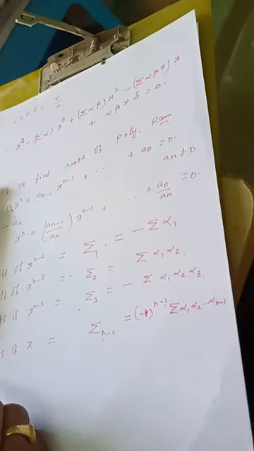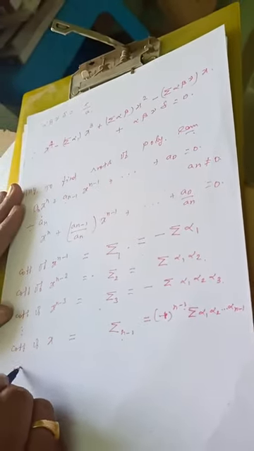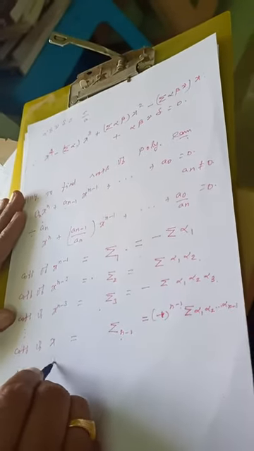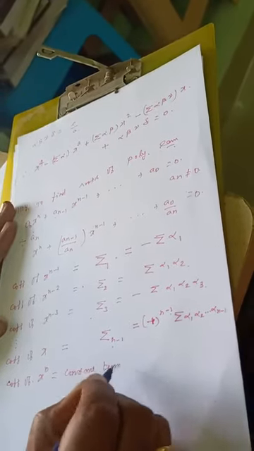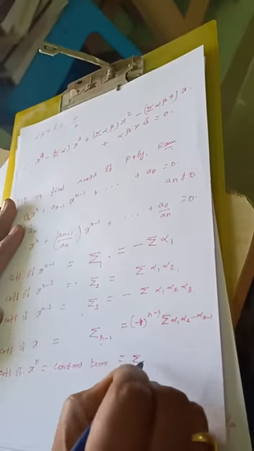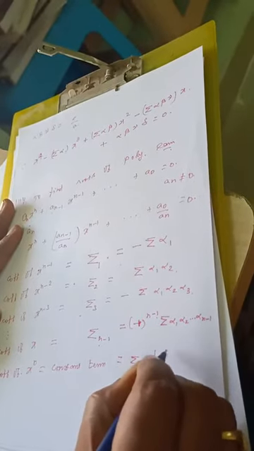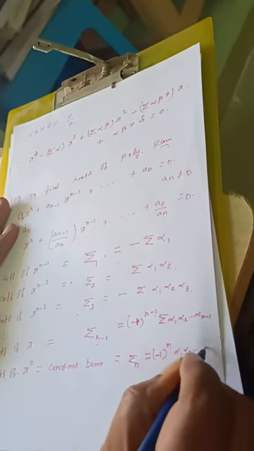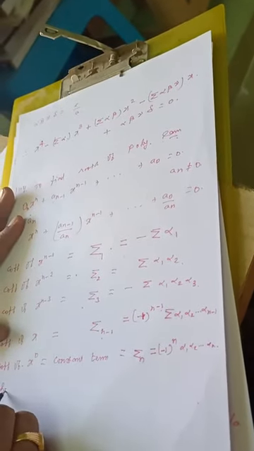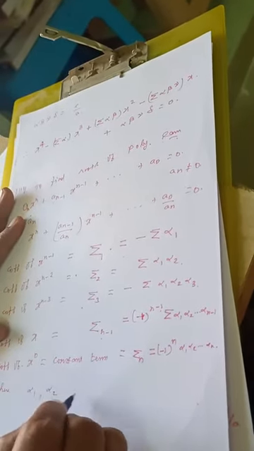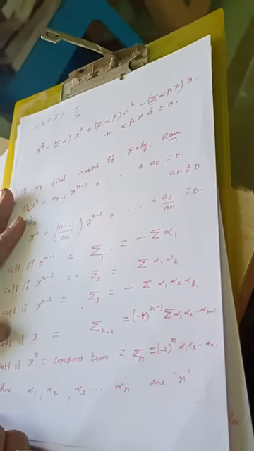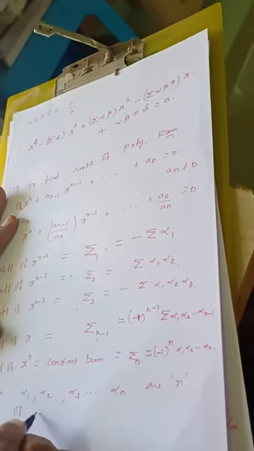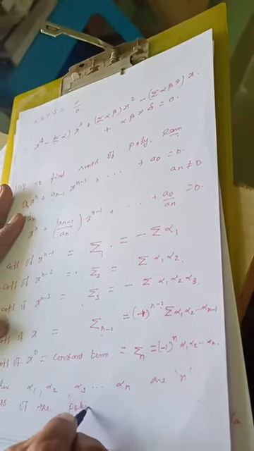The last term, the coefficient of x power 0, that is the constant term, is equal to sigma n, that is minus 1 power n into alpha 1 alpha 2 etc. alpha n, where alpha 1, alpha 2, alpha 3, etc. alpha n are the n roots of the polynomial. This is Vieta's formulas method.